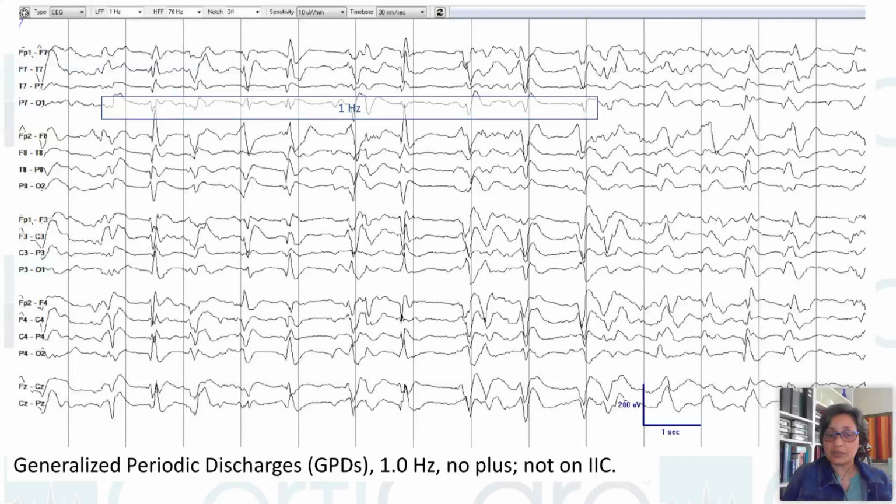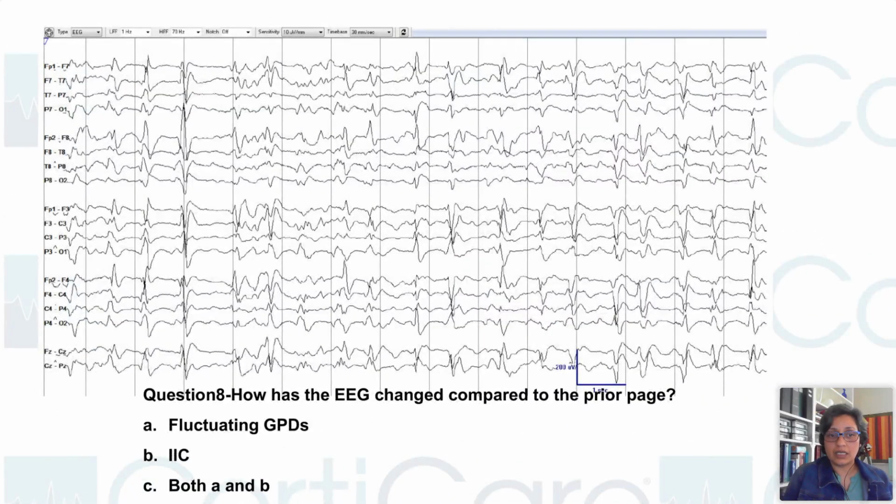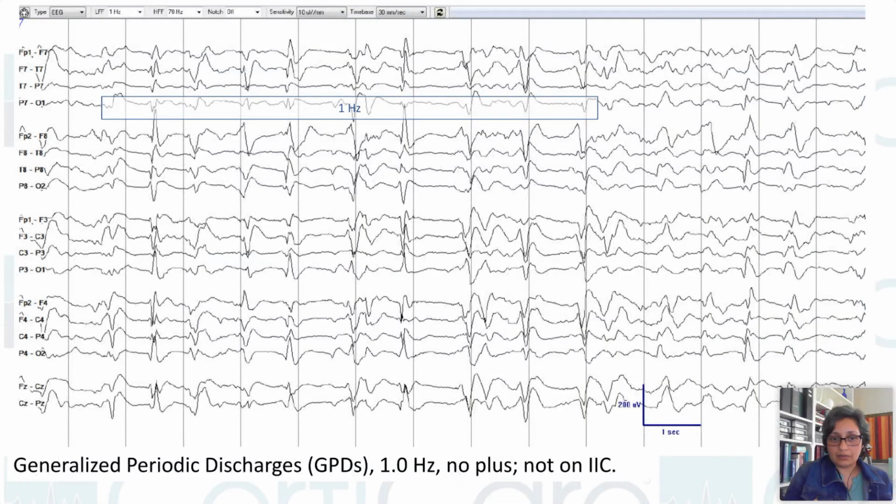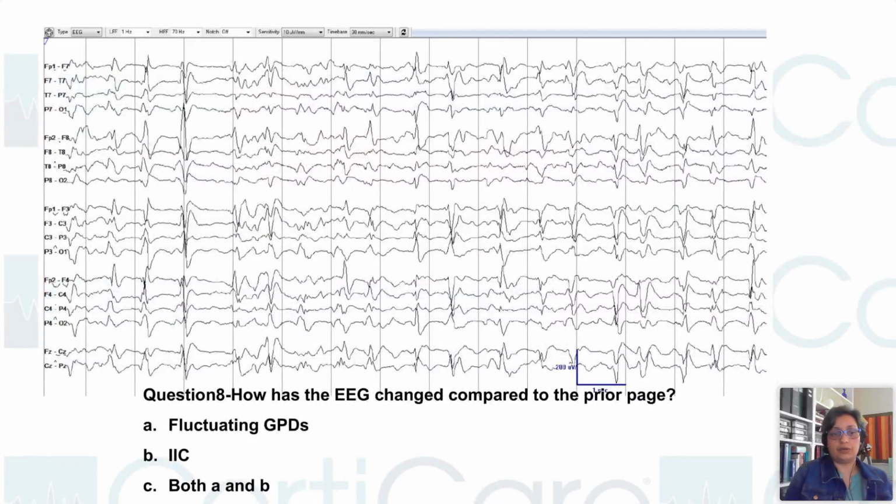But let's see how this pattern changes from the previous page. Now, what are we seeing here? Do you think these are fluctuating GPDs? This is IIC. Is there anything new that you are seeing here which tells you that, okay, this is interictal continuum? So what do you think here? What's happening? So from the previous slide, where we were seeing 1 Hertz GPDs, to this one here.